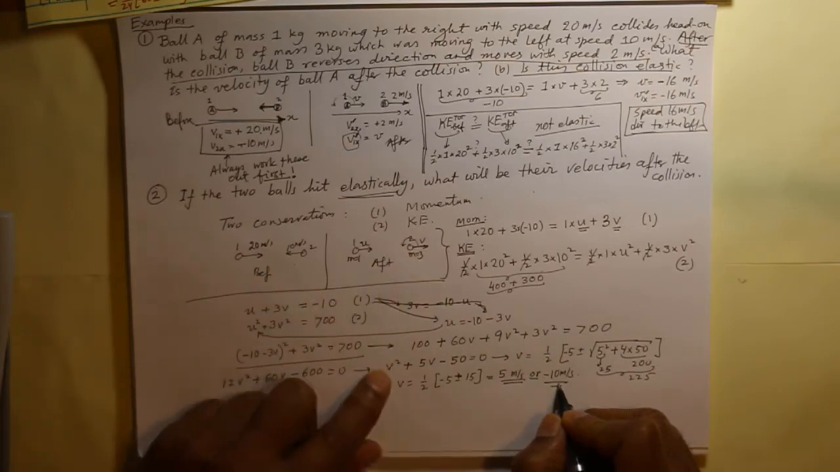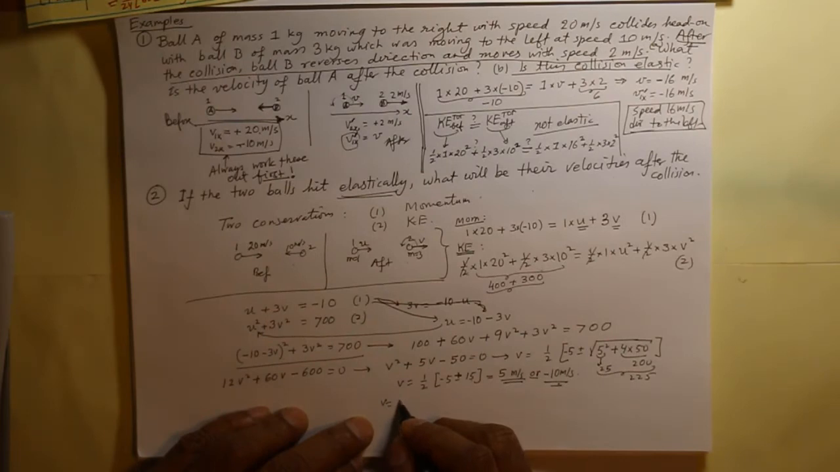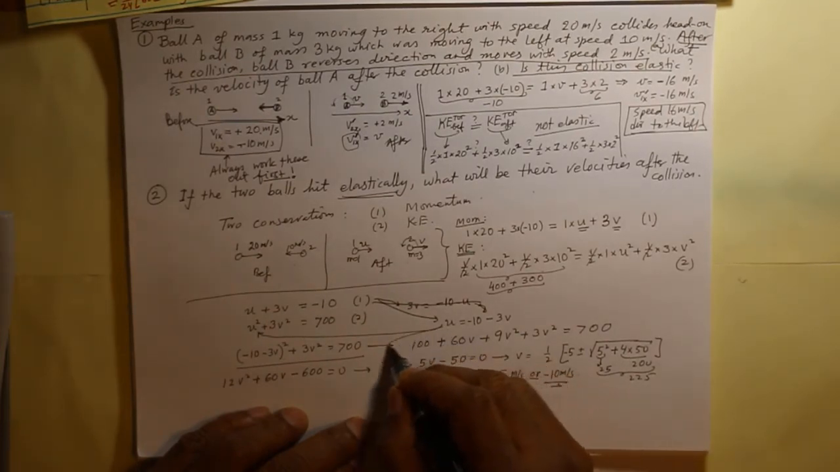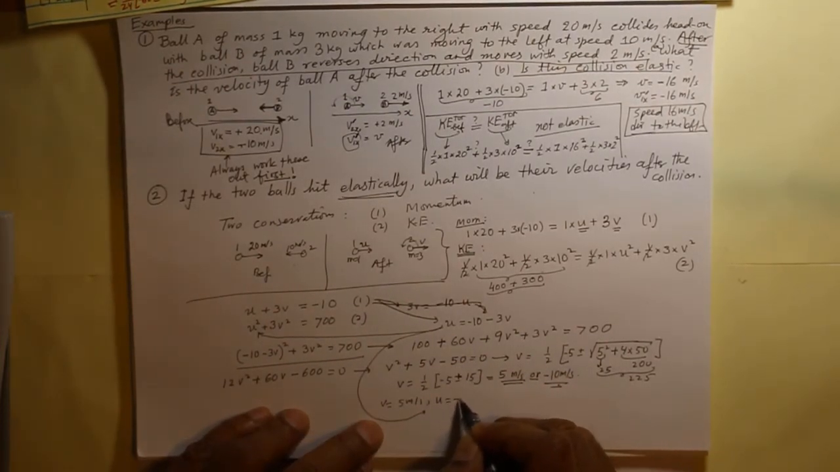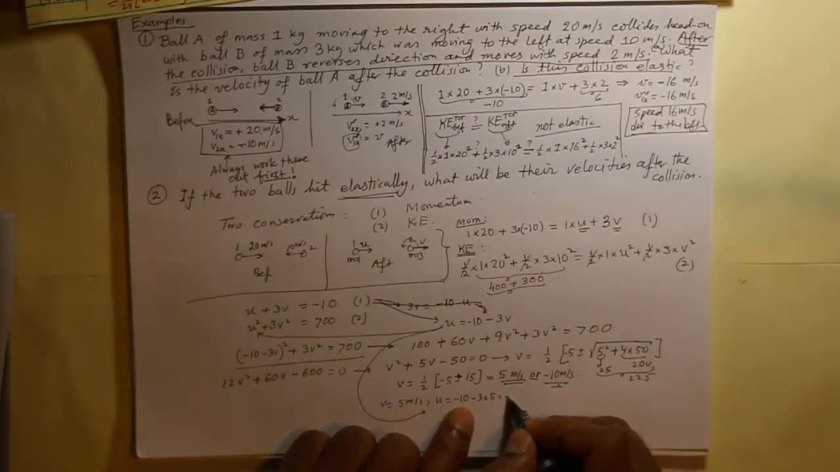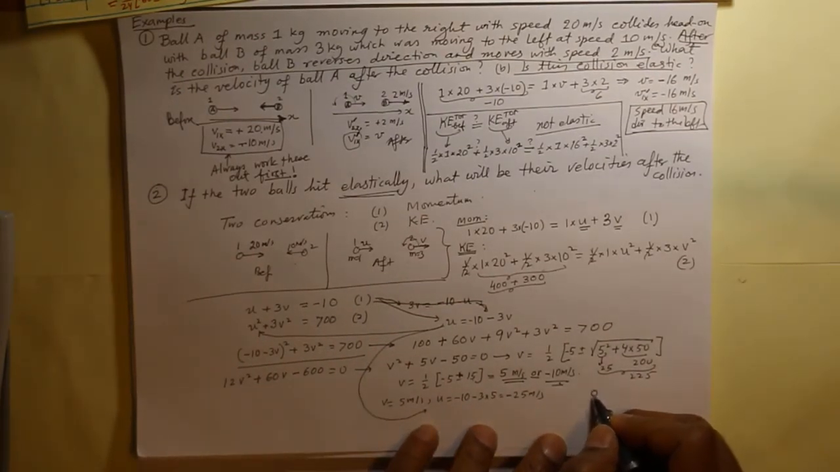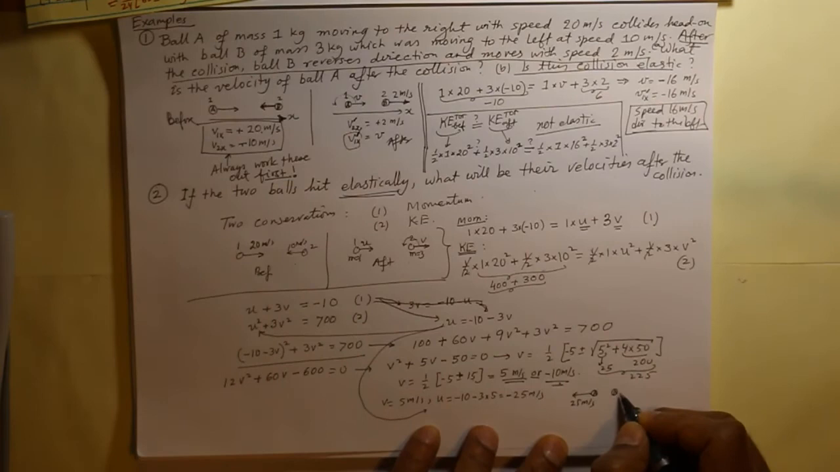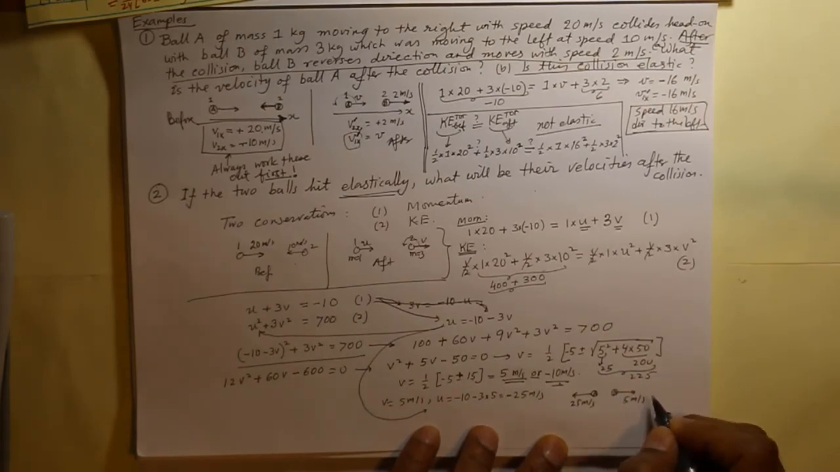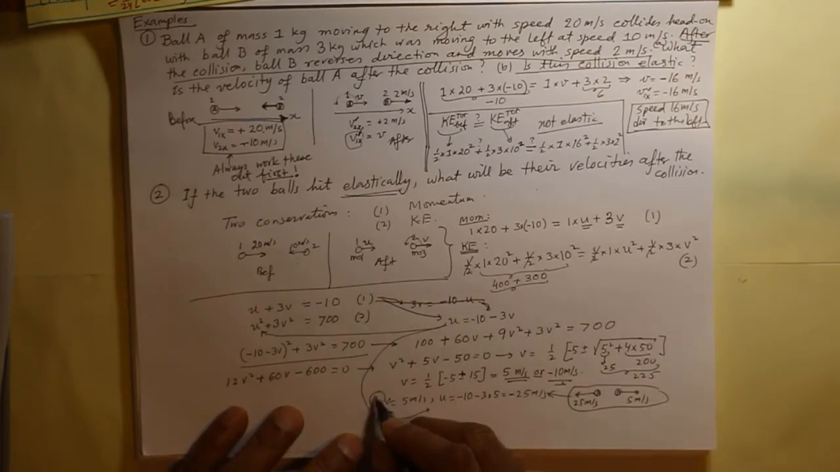Let's see if it makes sense. All right, so one of these will definitely make sense. When v is 5 meters per second, u will be minus 10 minus 3 times 5, which is minus 25 meters per second. So it's saying that ball A returns with 25 meters per second and ball B goes with 5 meters per second. So that's one situation.